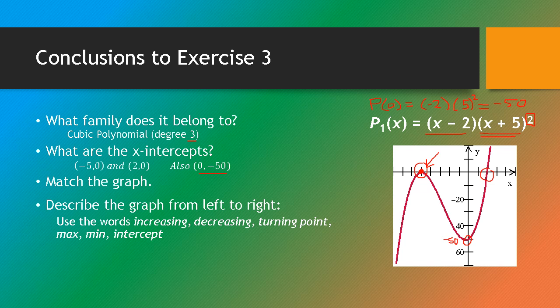Ultimately here, to describe in words the shape of this graph, we would say that the graph increases until it reaches a high point at negative 5. Then it decreases from negative 5 to 0. And then it increases again from 0 on. The turning points are the high points and the low point here, and that's where it changes direction.